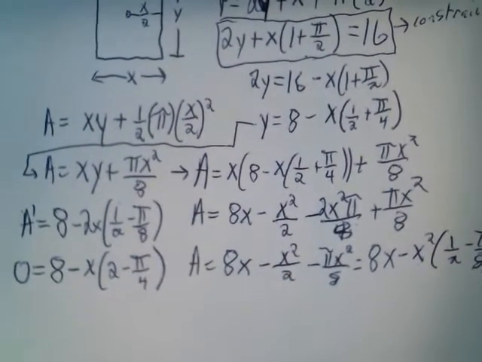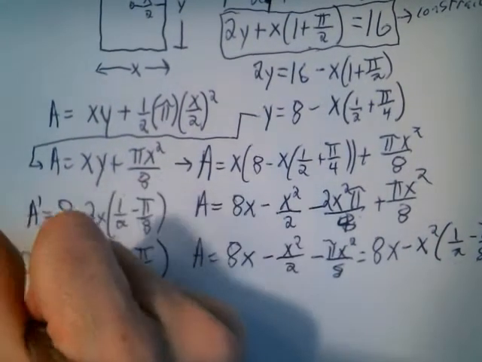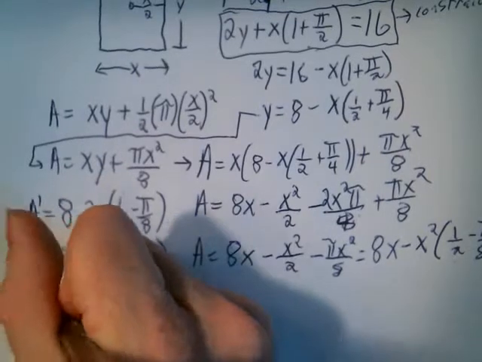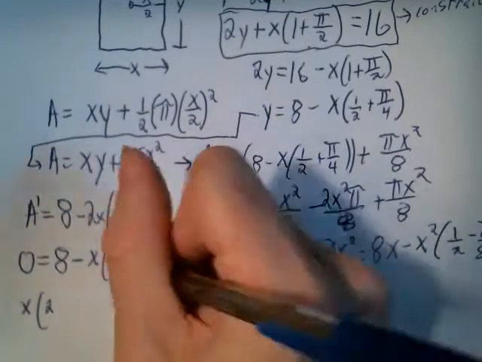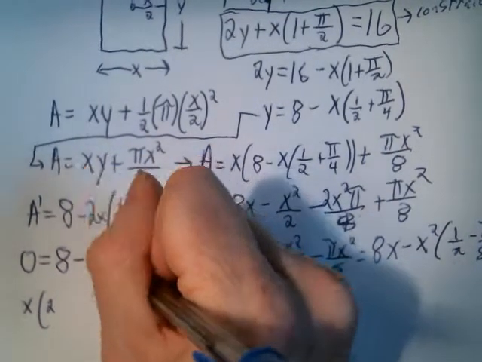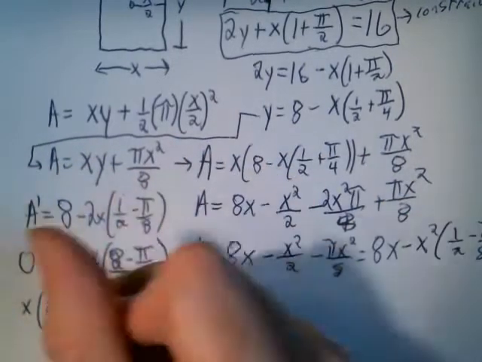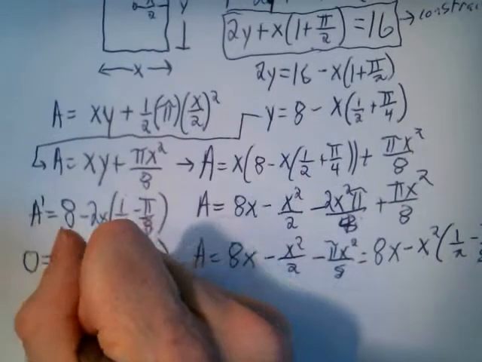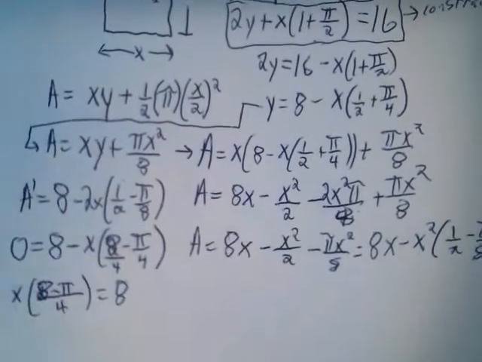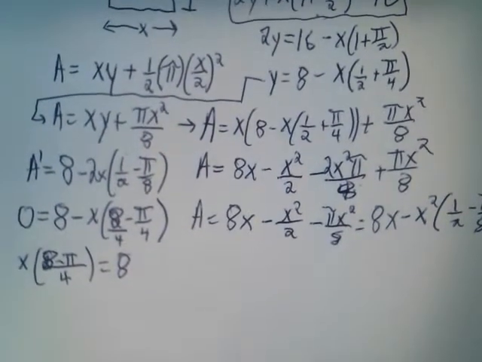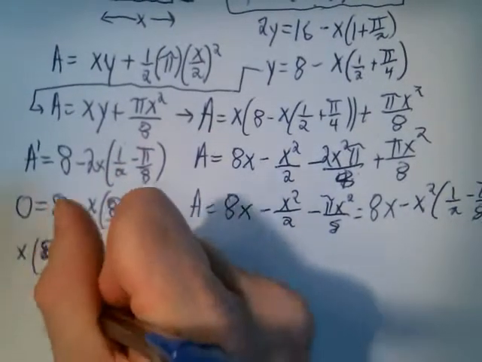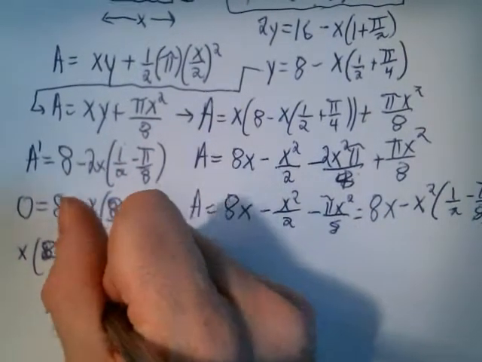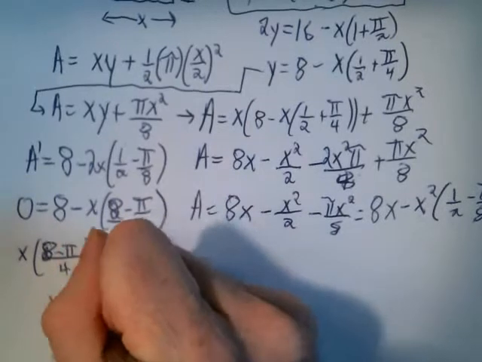And then we want to solve for x. So we'll have x times 2 minus pi over 4. Let's get a common denominator on that too, so this is 8 over 4 minus pi over 4, so 8 minus pi all over 4, equals 8. Multiply by reciprocals, and we should have one of our solutions: x equals 32 all over 8 minus pi.